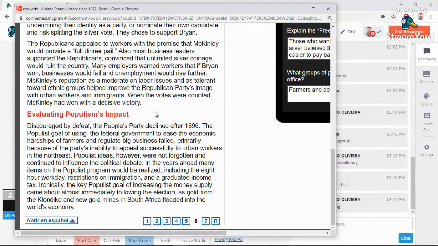After this, the People's Party declined. The populist goal of using federal government to ease economic hardship failed because the party wasn't able to really appeal to urban workers in the Northeast. But these ideas were not forgotten, and they still influence political debate today. In fact, the 8-hour workday, restrictions on immigration, and graduated income tax are programs that exist and are still debated. And also, it says here that ironically, the key populist goal of increasing the money supply came about almost immediately following the election, as gold from the Klondike and new gold mines in South Africa flooded the world economy.